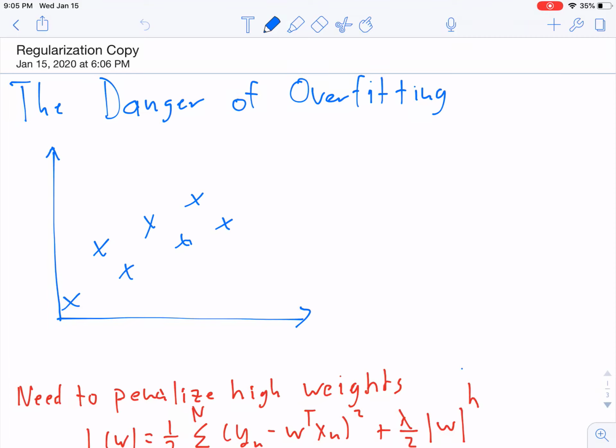Hello everyone, and welcome to the 181 video on regularization. So again, we'll split it up into three parts. We'll start with motivation in blue, then intuition in red, and then the math in purple.